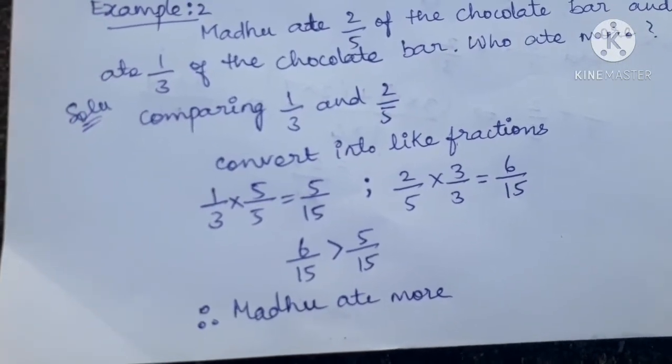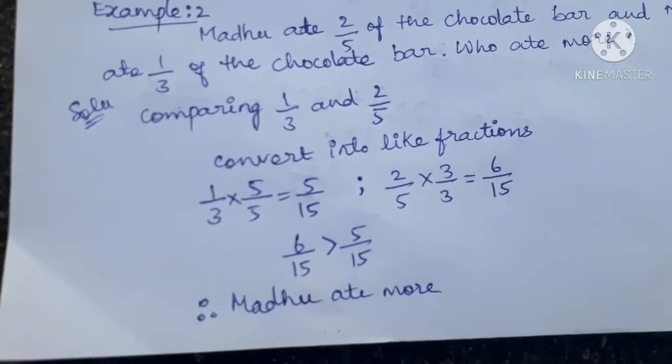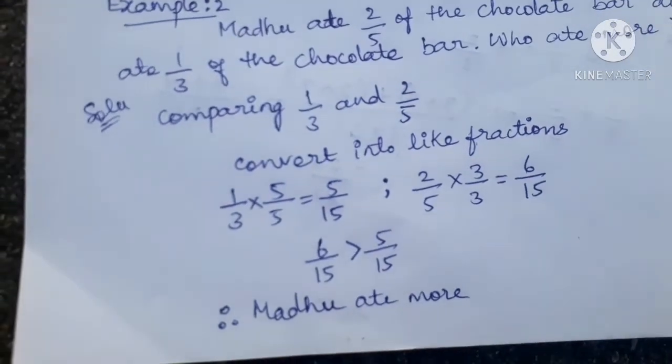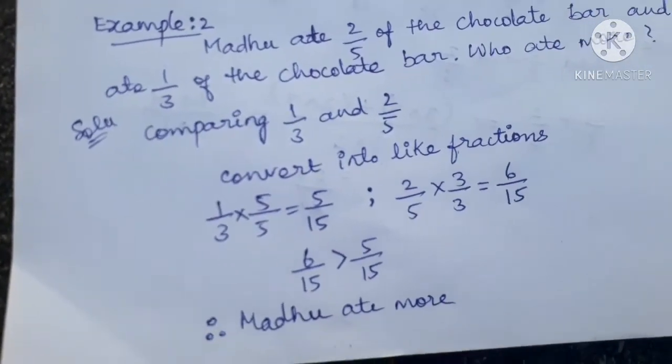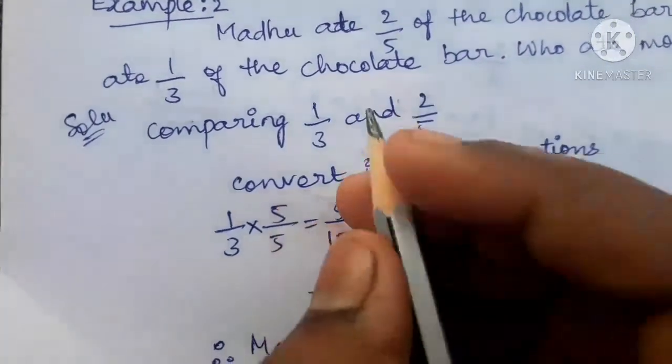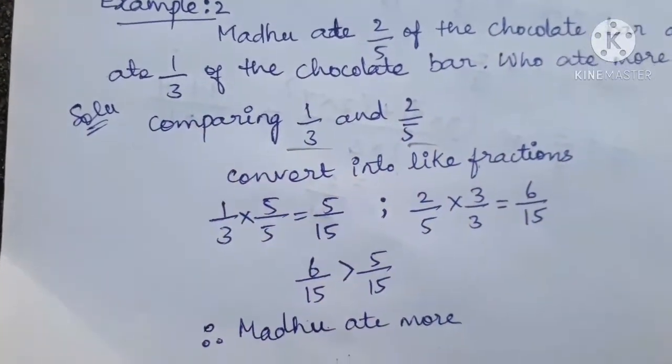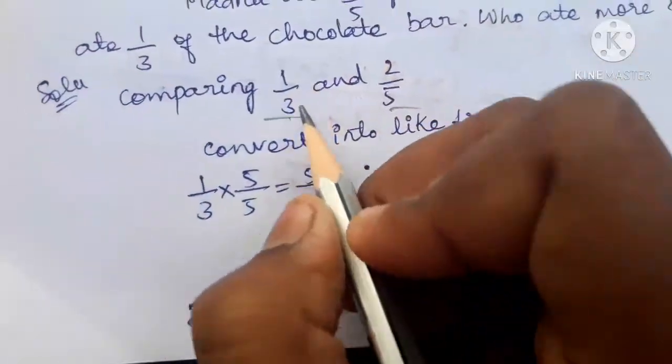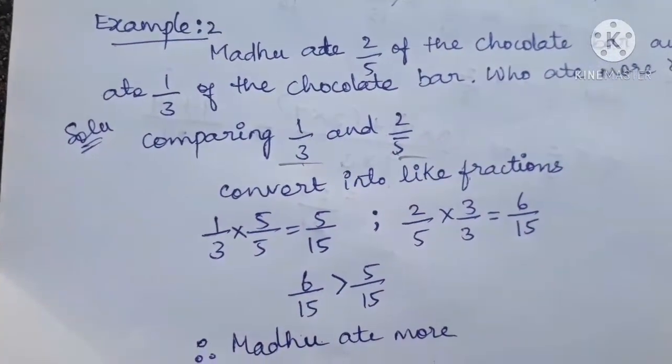For comparing, you should just convert them into like fractions. Then you should just compare which is greater and which is smaller. So let us see how to convert. You already know, you should take the LCM of these two denominators. So you will get 5 into 3, which is 15.